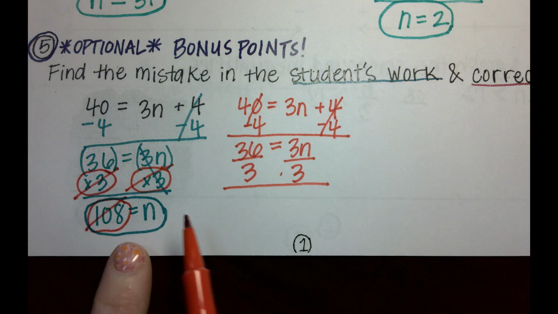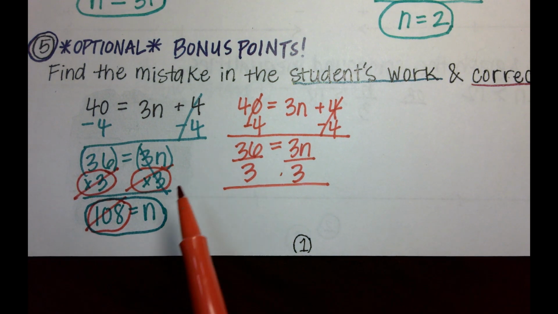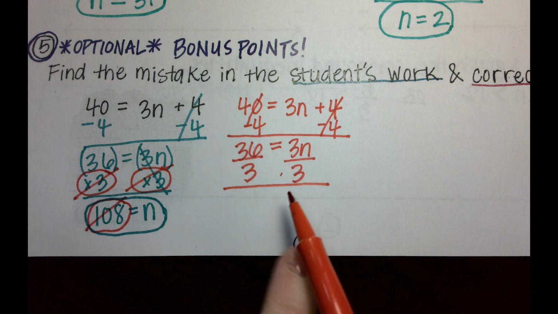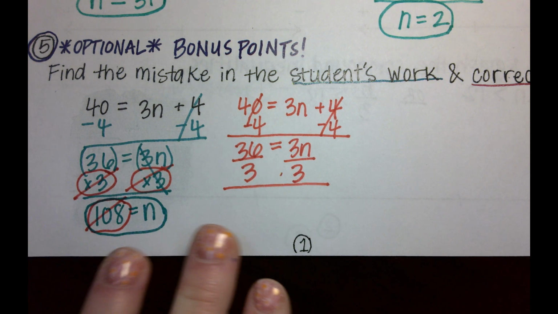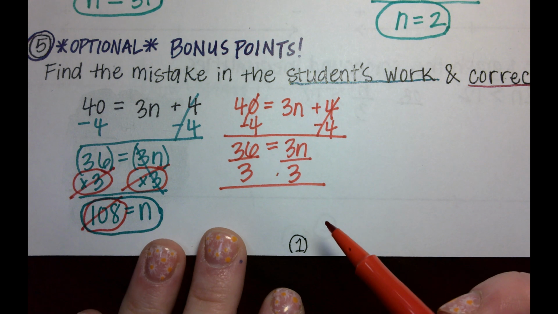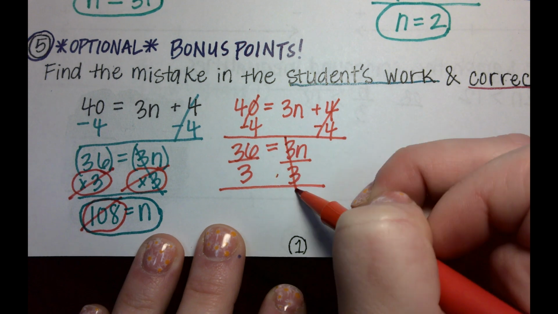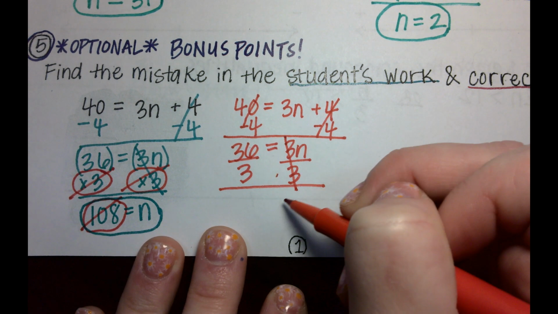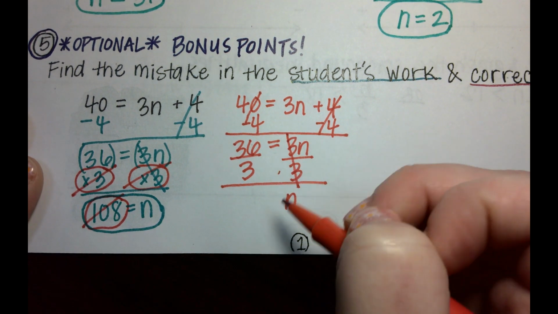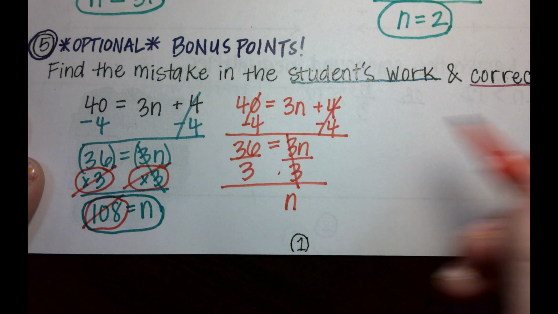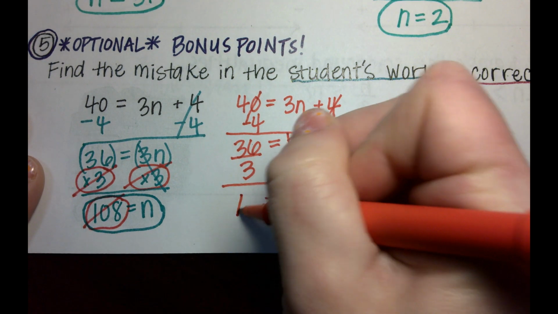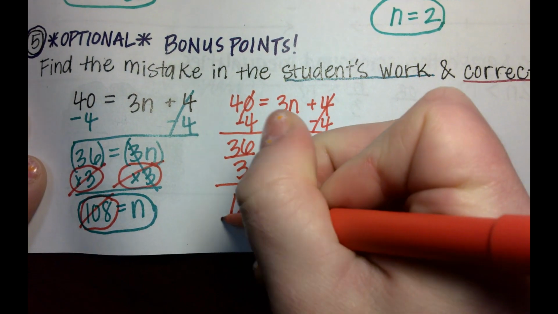So the first part of getting a bonus point here is being able to cross off the parts that they didn't do correctly and then fixing it to get the right answer. So they multiplied by 3. We're going to divide by 3. My 3's would cancel over here, leaving n by itself. What else am I doing? Bringing down my equal sign, and then 36 divided by 3 is 12.